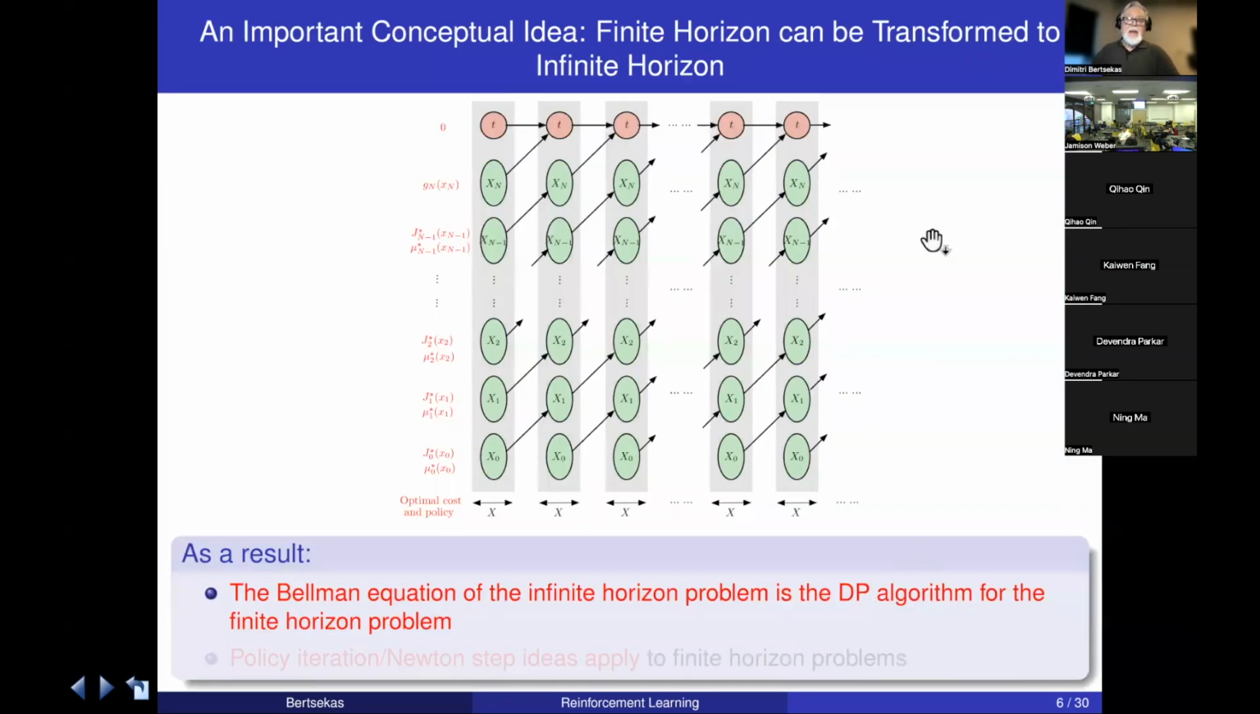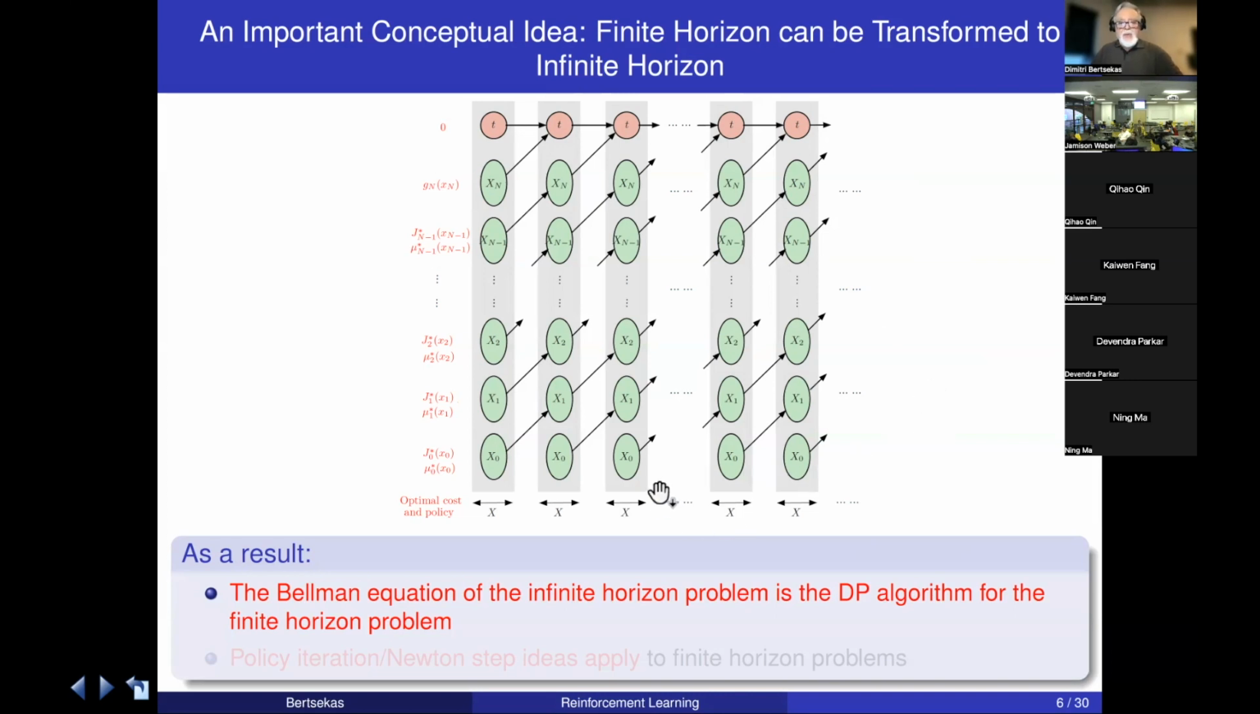Now, we're going to be focusing on finite horizon problems, but we have talked a lot in the previous lectures about infinite horizon problems and gotten insights and visualizations. So it's important to understand that a finite horizon problem can be transformed to an infinite horizon problem. So the algorithms and insights that we've gotten from infinite horizon can be applied to finite horizon. So how do we do this?